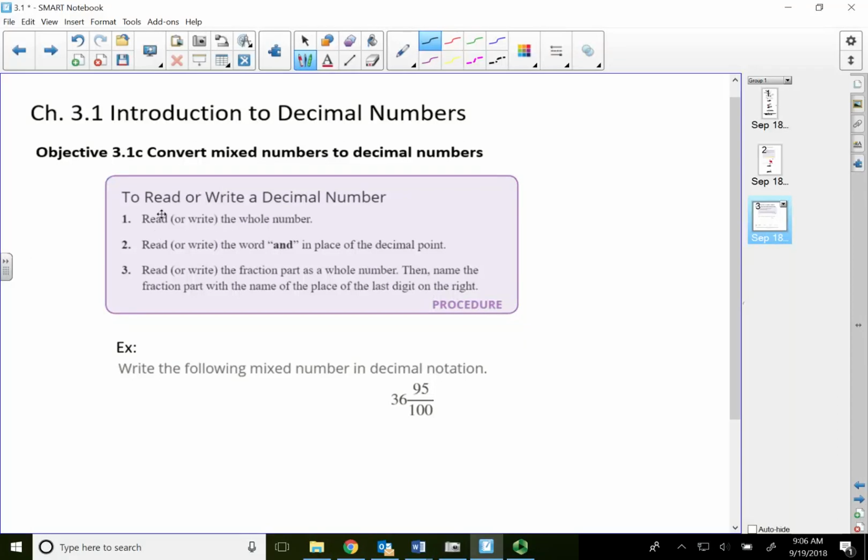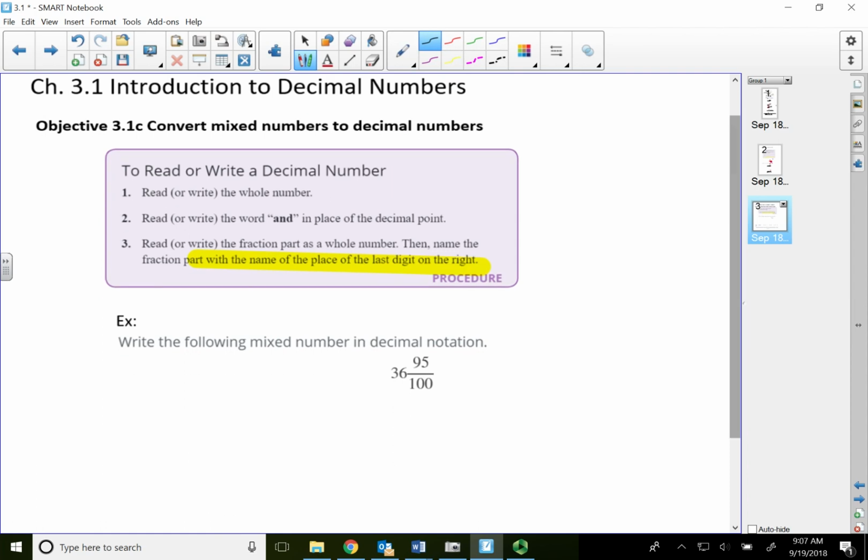All right. So to read or write a decimal number, we read the whole number first. We read the word "and" in the place of the decimal point. Then we read or write the fraction part as a whole number. Then name the fraction part with the name of the place of the last digit to the right. Right here is the key to how we read a decimal number in terms of translating it into a mixed number or fraction.